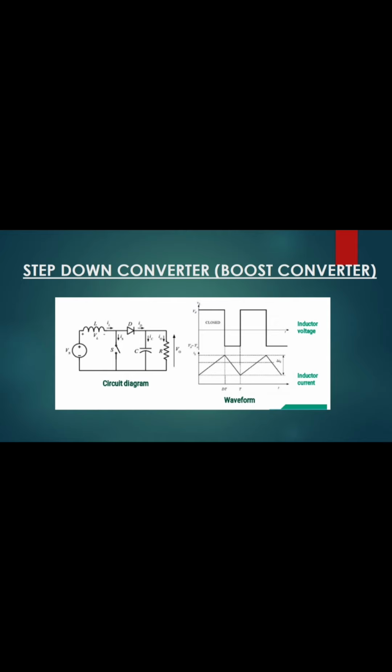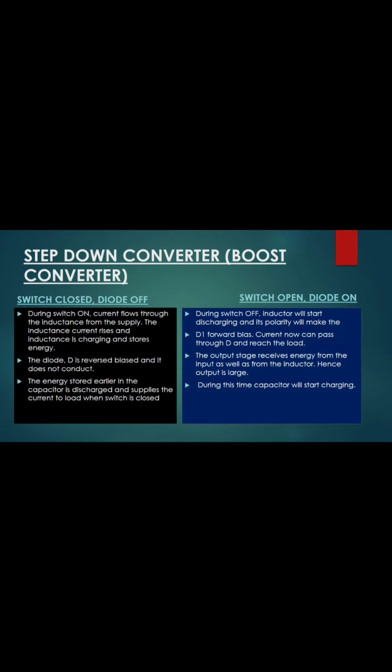In a boost chopper, the output voltage is more than the input voltage, so VO, the output voltage, is more than VS. Okay, step down converter, boost converter, switch close, diode off. So during switch on, the current flows through the inductor from the supply. The inductor current rises and the inductor is charging and storing energy. The diode D is reverse biased and it doesn't conduct. The energy stored earlier in the capacitor is discharged and supplies the current to the load when the switch is closed.